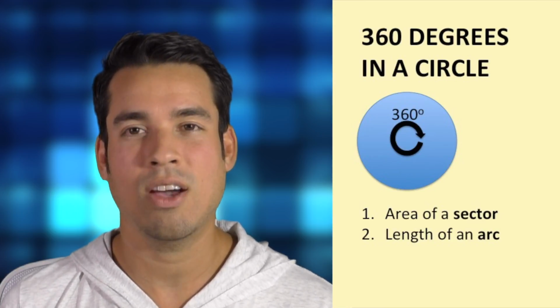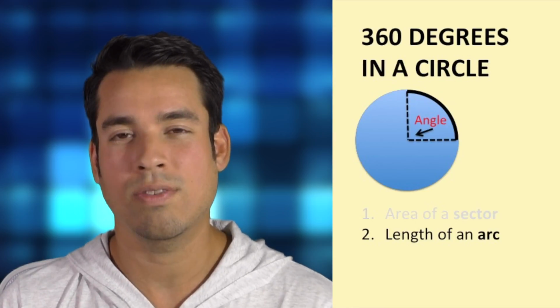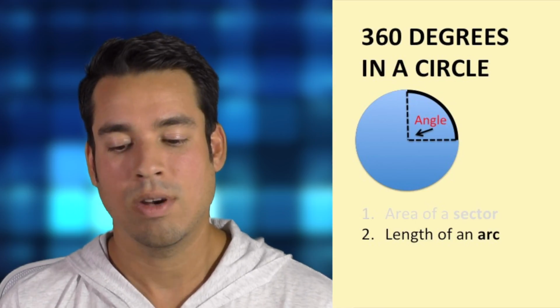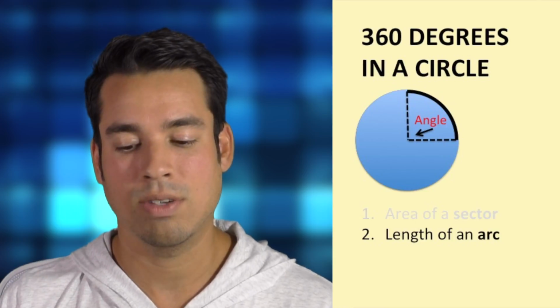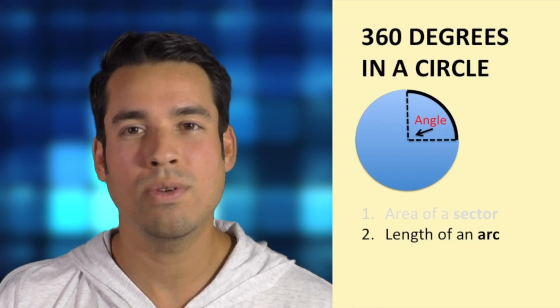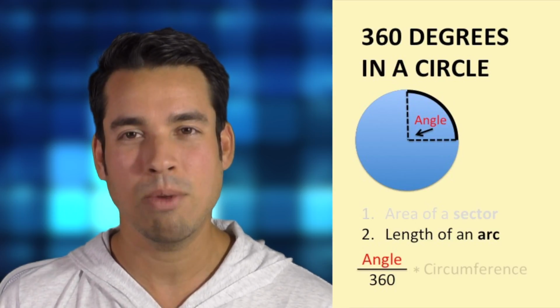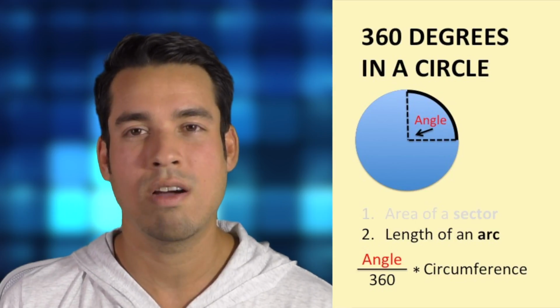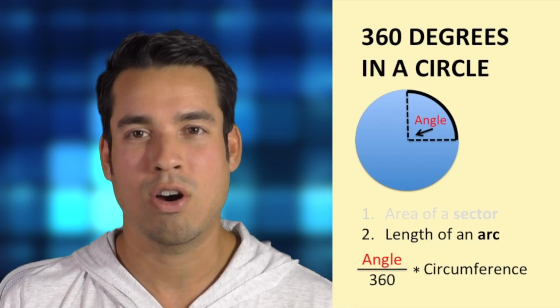So first, if we're going to calculate the length of an arc, and we know the angle that cuts out that arc, so let's say we have that angle there. We can calculate the length of an arc by first taking that angle, putting it over the whole, putting it over 360, and then multiplying it by the total circumference. And that will give us the length of that little arc there.